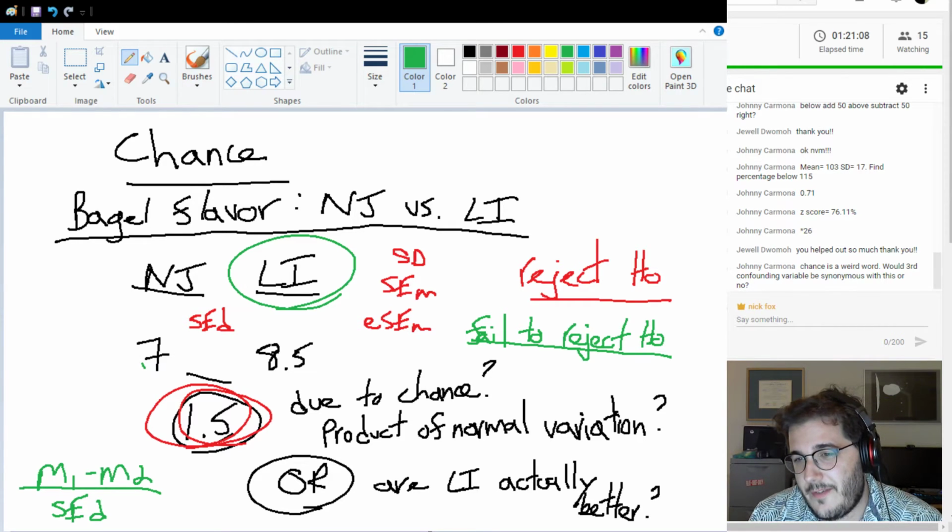Would a third confounding variable be synonymous with this? No, I wouldn't say that, though I see where you're coming from with this. I see how this question came up, but I wouldn't say it's synonymous, because chance is just natural variation, right?